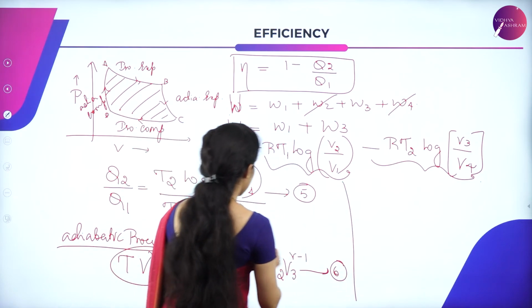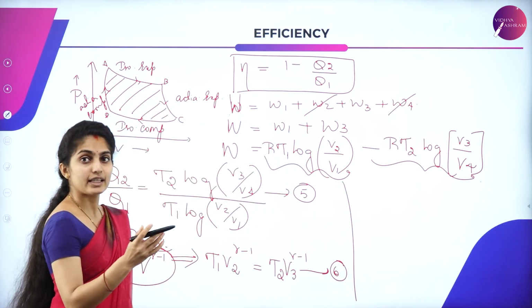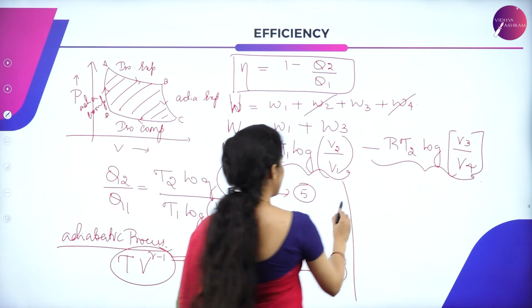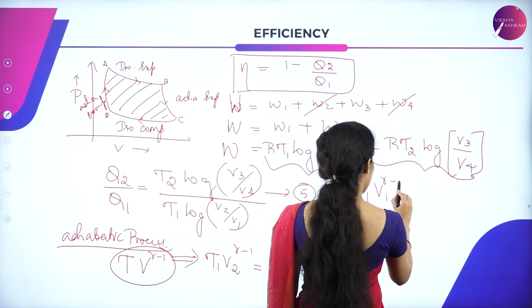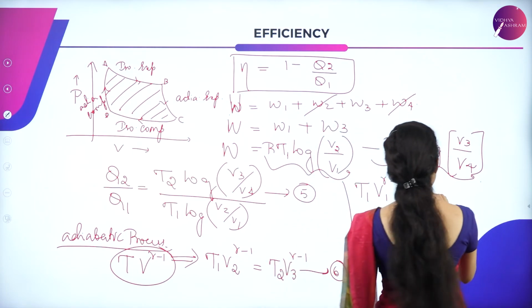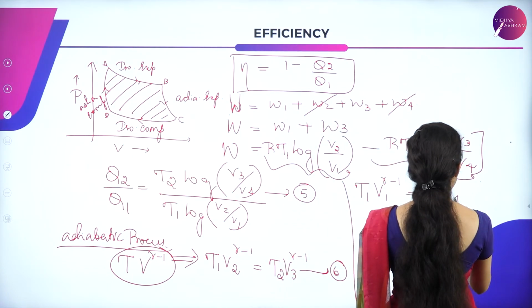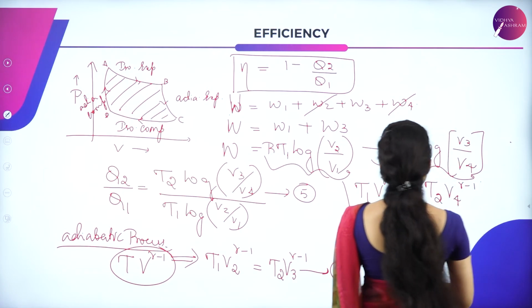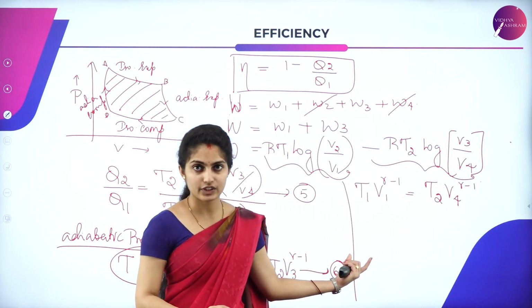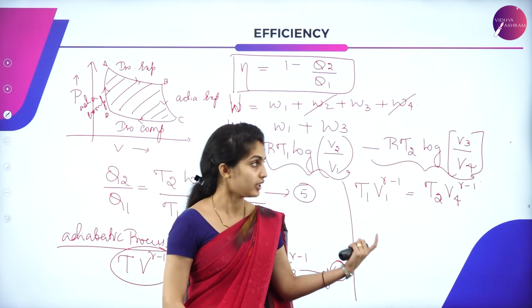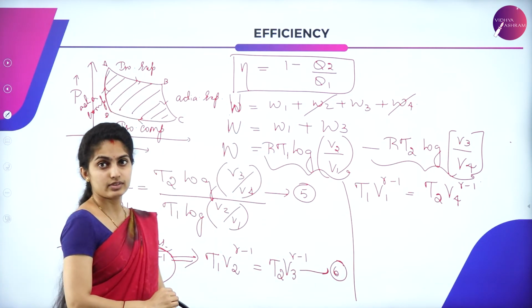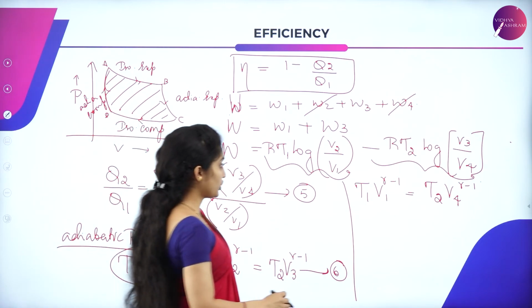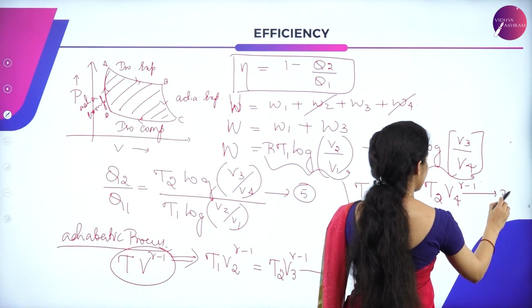Again we have the same condition with the adiabatic compression. So it will be T1 V1^(gamma minus 1) is equal to T2 V4^(gamma minus 1). This is the condition for adiabatic compression, that is during the D to A process. Let us consider this equation as equation 7.